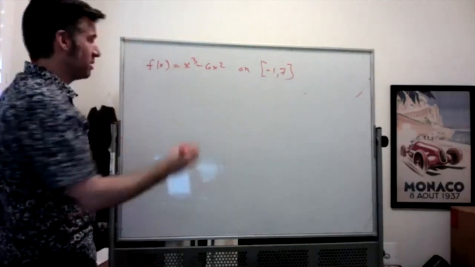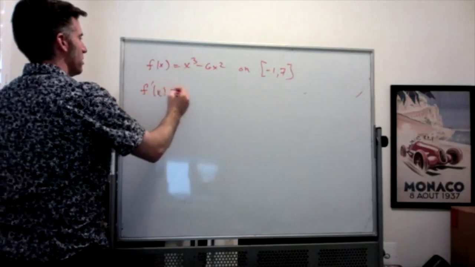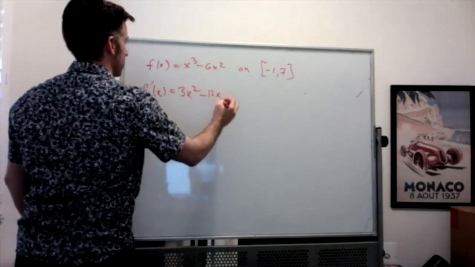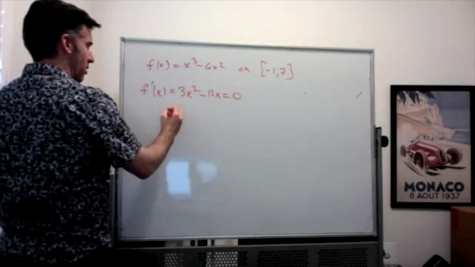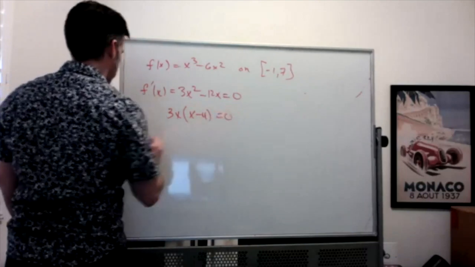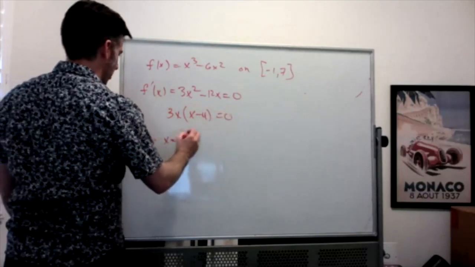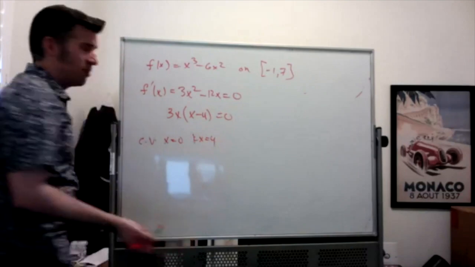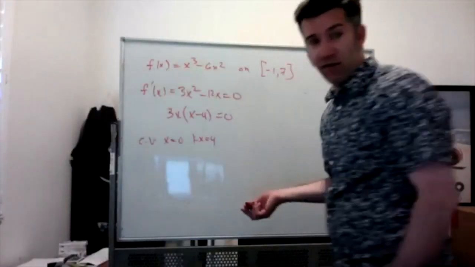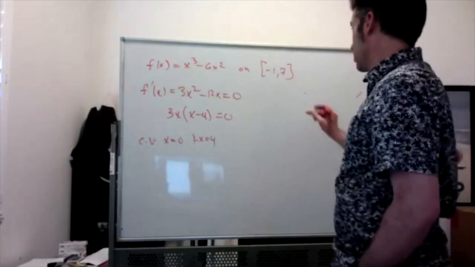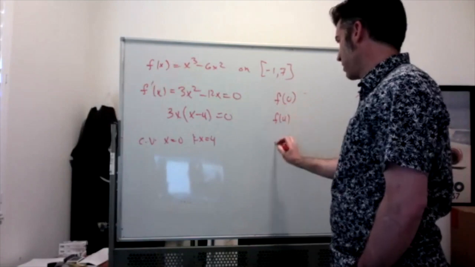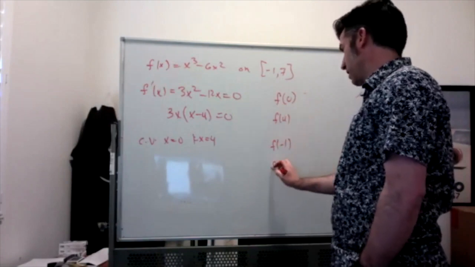Well, what we would do back then is find the critical values. We're going to do that here too. Set the derivative equal to 0, factor out 3x, you're left with x minus 4. So your critical values are x equal to 0 and x equal to 4. Then we also have to check the endpoints because the function might be the biggest or the smallest there as well. So we have to check f of 0, f of 4, f of -1, and f of 7.